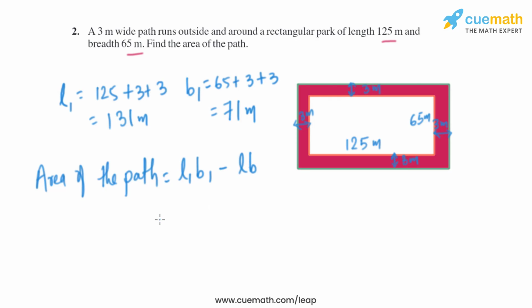So the dimensions of the outer rectangle we know, that is L1 and B1, that is 131 meter and 71 meter. So the area of the outer rectangle will be 131 multiplied with 71 minus the area of the inner rectangle, that is LB. So LB is given in the question, that is 125 into 65. So on solving this, we will get 1176 square meter. That will be the area of the path.